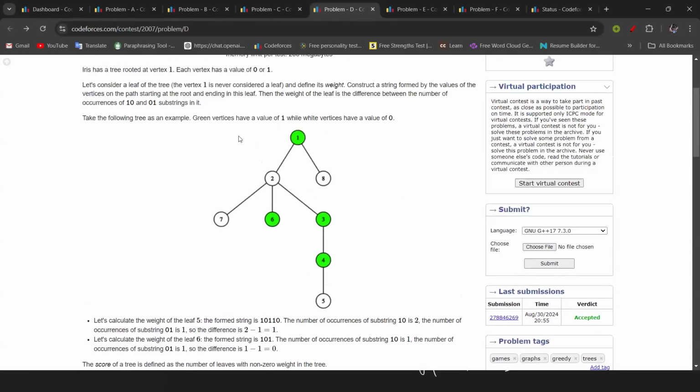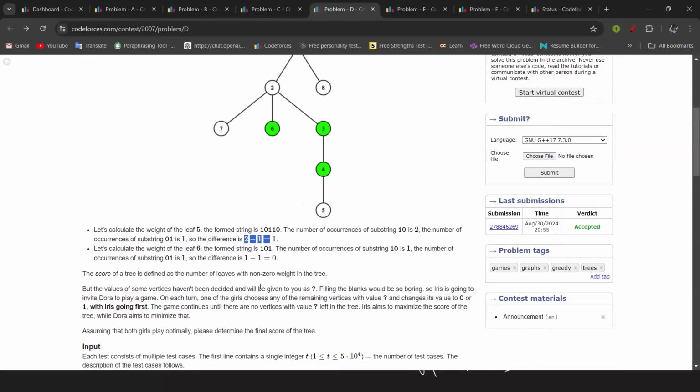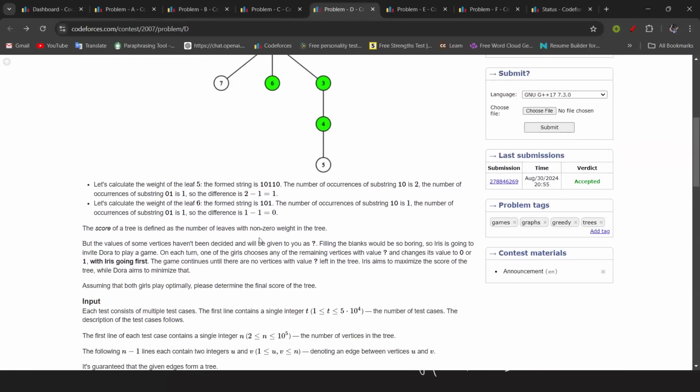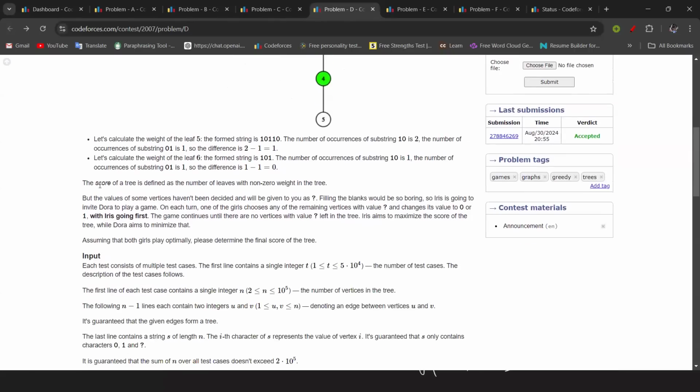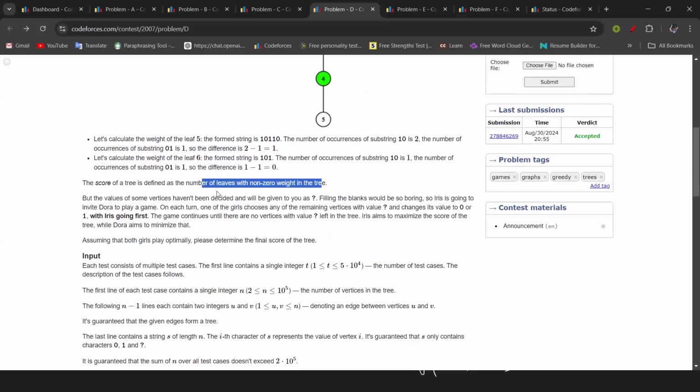For every leaf node, you take the string on going from root to that leaf node and count the occurrences of 0, 1 and 1, 0. Take the difference of the number of occurrences of 0, 1 and 1, 0. If that difference is non-zero, then add a +1 to your score. So the number of non-zero leaves would be the score of the tree. Number of leaves with non-zero weight. Okay, so now the question is, so this is not the question, this was the initial explanation.